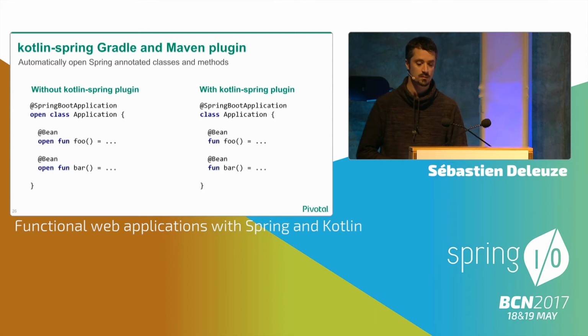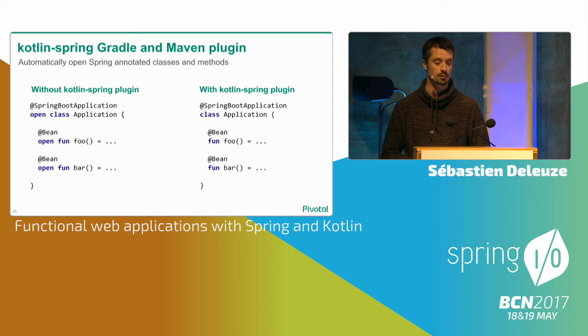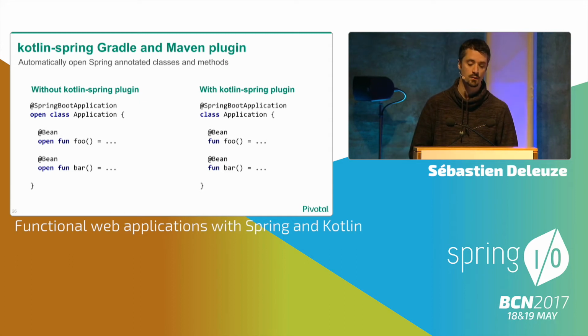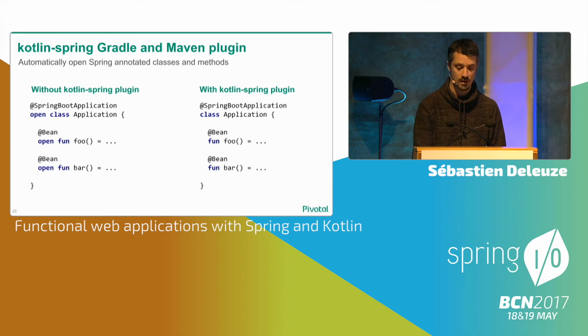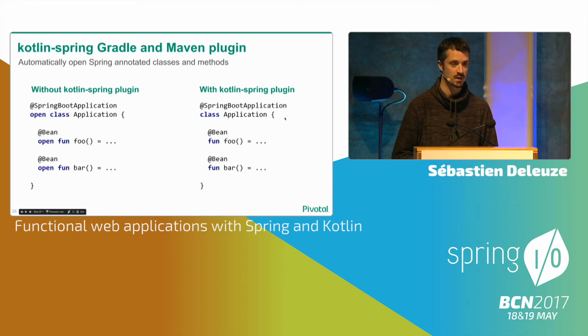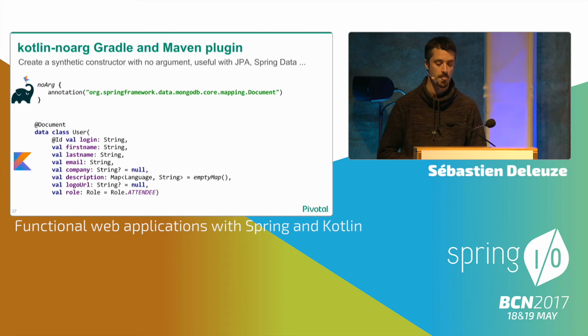And we discussed and worked with JetBrains to create the Kotlin Spring plugin. So they created that, and basically with this Gradle and Maven plugin, classes or functions annotated with Spring annotations are automatically opened, and you don't really care. So if you just use the Kotlin Spring plugin, you won't have to do anything, it will be like in Java. You don't have to care about this open keyword.